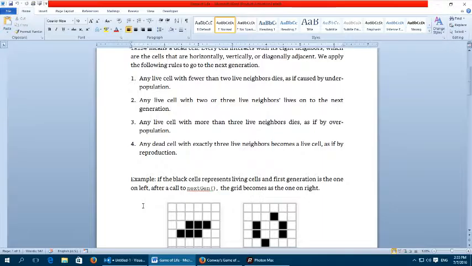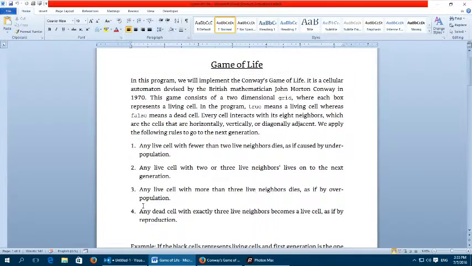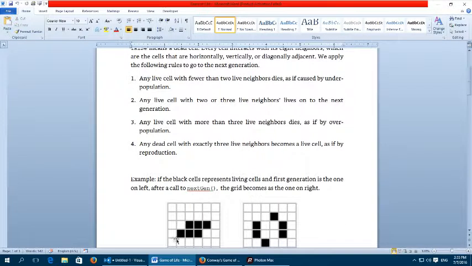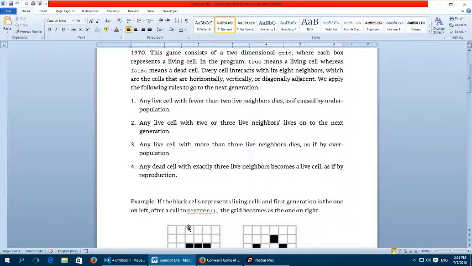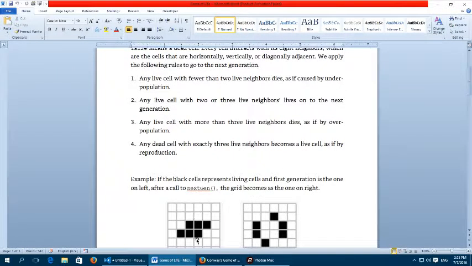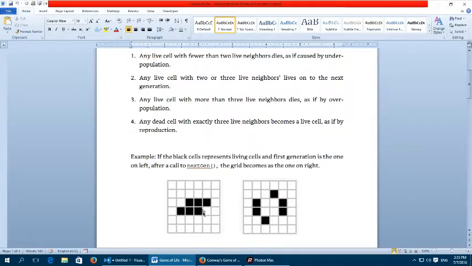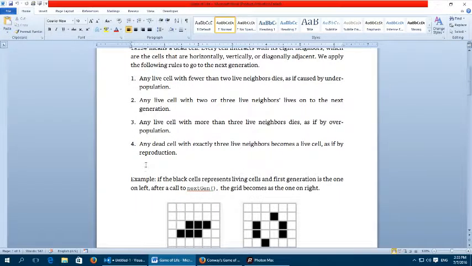If a variable is true, that means that particular cell is living. If it is false, that means it is non-living. And every cell is surrounded by its 8 neighbors, horizontally, vertically, or even diagonally adjacent. These are the 8 neighbors of this particular cell. And in this game of life, to go from one generation to the next generation, we apply the following 4 rules.